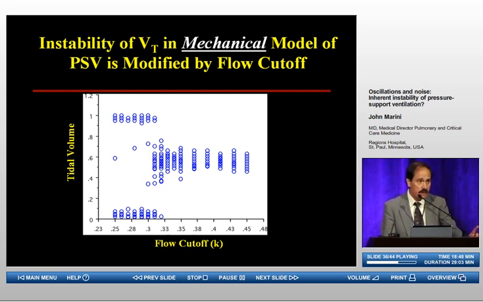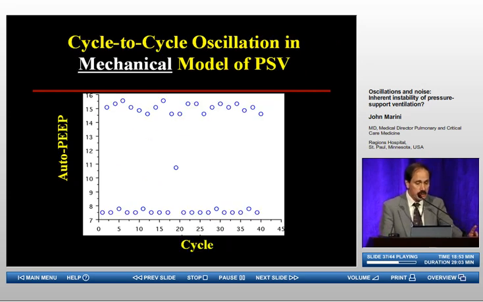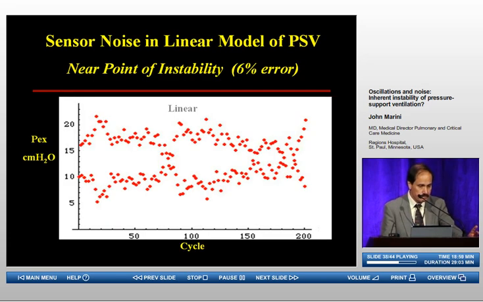This has nothing to do with effort. This is in a mechanical model. This is cycle-to-cycle oscillation in a mechanical model of pressure support with respect to the auto-PEEP value. And the sensor noise in a linear model of pressure support ventilation near the point of instability is also very important as well.